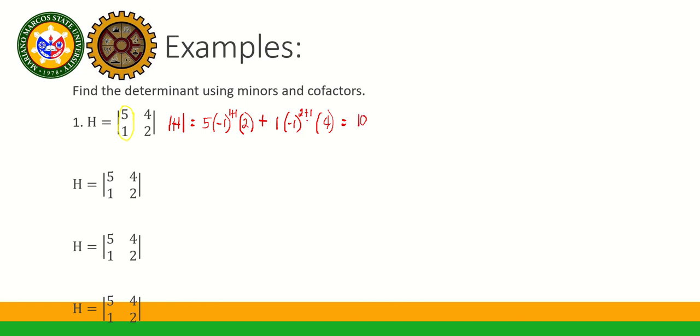And then, negative 1 raised to 3 is negative 1. So, negative 1 times 1, negative 1 times 4, that is equal to negative 4. So, this is equal to 6. Okay. So, yun na yung determinant ng matrix natin. However, let's try to check if ibang element yung kinuha natin. Okay? So, now, let's try.